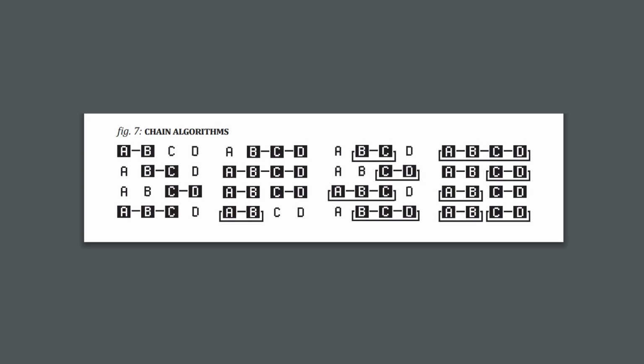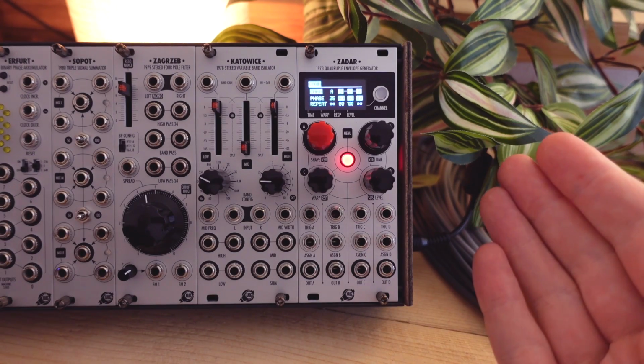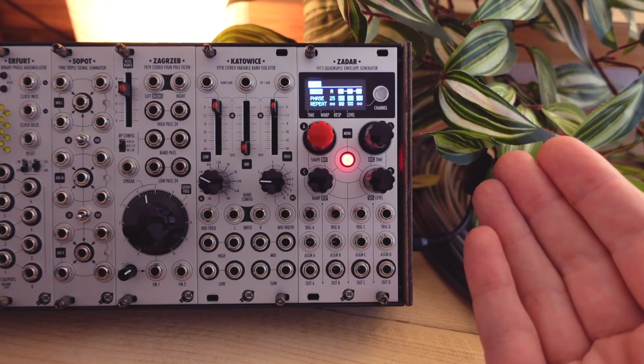These simply define how and which envelopes are chained in series. Some just fire once through the chain and some are looped. Envelopes not part of the chain can still be used completely individually.